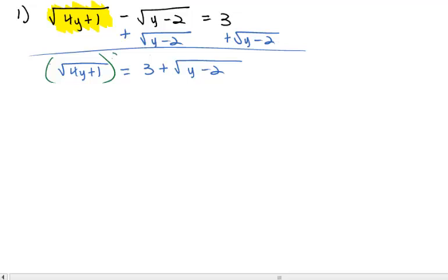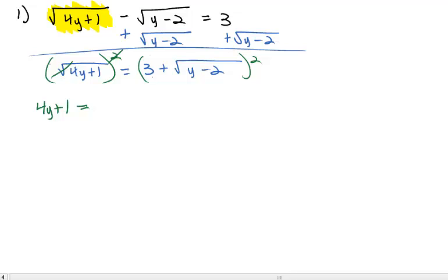And now that that radical is alone, we can get rid of it by squaring both sides. Squaring a radical, we're left with 4y plus 1. On the right side, be careful we don't just say 9 plus y minus 2.